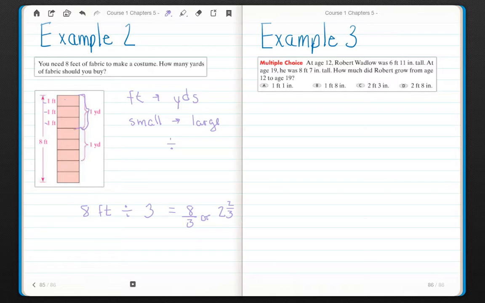And I can see that. Here's 1 yard. Here's another yard. And finally, I have 2/3 left over. So 1, 2 full yards and 2/3 left. So I need to buy 2 2/3 yards of fabric. Don't forget those units. I almost forgot. Oh no. 2 2/3 yards of fabric.